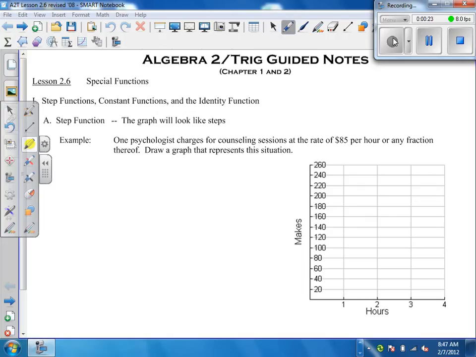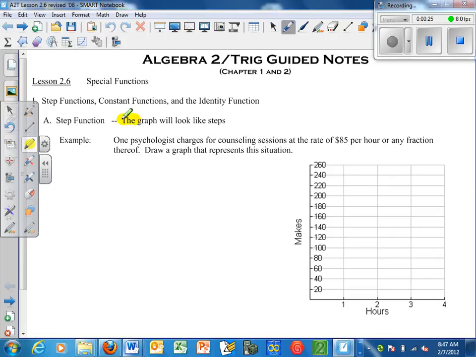Basically, a step function is named a step function because its graph is going to look like steps. Here's an example of a step function graph, which we'll graph. One psychologist charges for counseling sessions at the rate of $85 per hour, or any fraction thereof. Draw a graph that represents this situation.